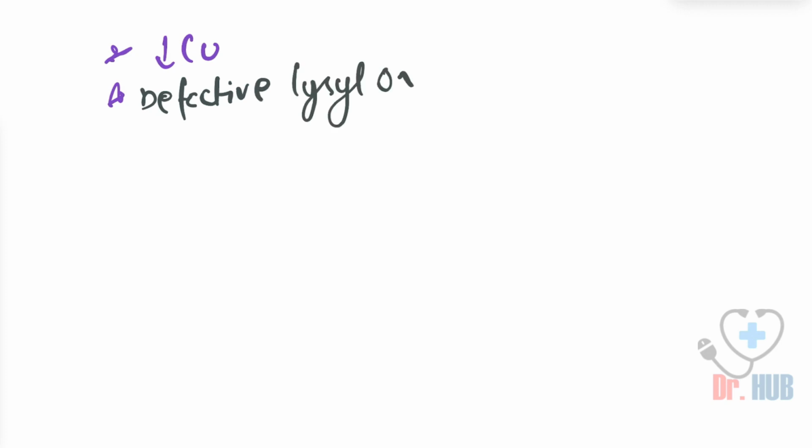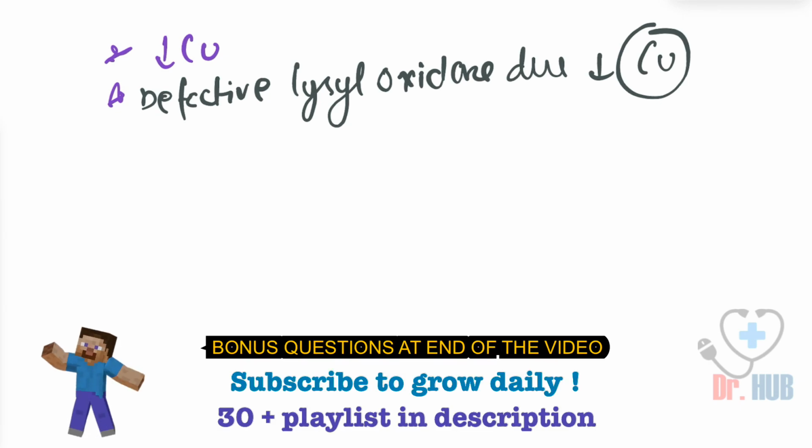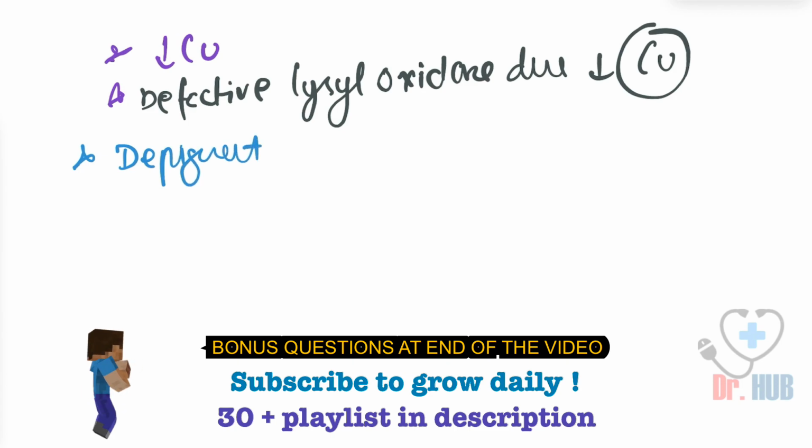So to start off with, what is Menkes disease? There is a decrease in copper, and there is defective lysyl oxidase. This is due to the decrease in the copper. And there is significant depigmentation. This is a very characteristic finding. This depigmentation, that is kinky hair, is present.